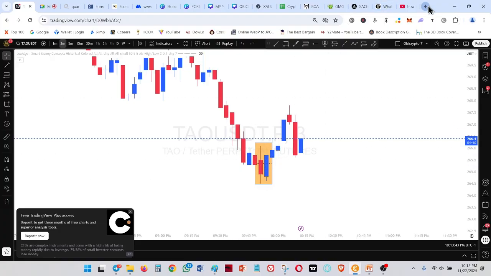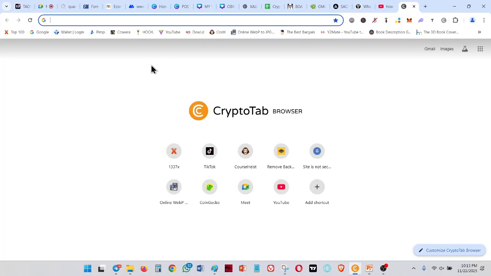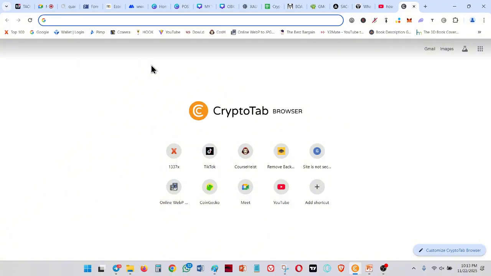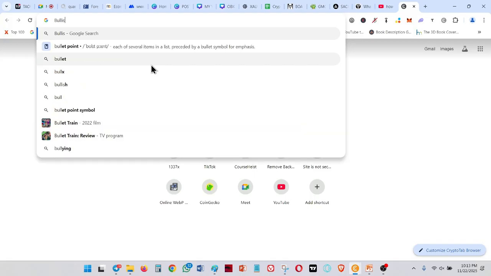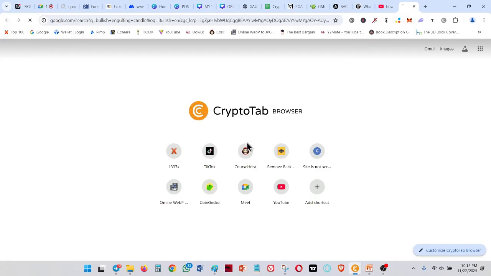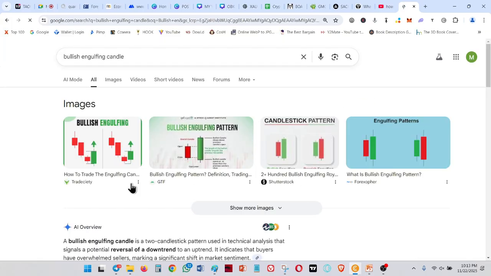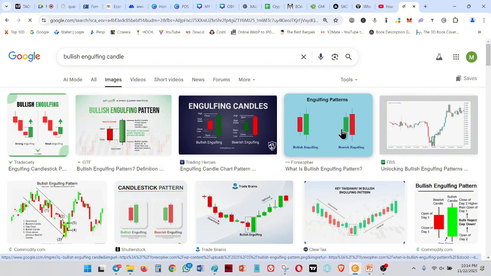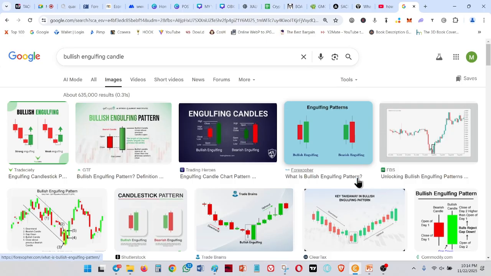Now, you can come to Google and search for it. You can type a bullish engulfing candle. Look at it, a bullish engulfing candle. Now you can search this on Google. Now let's go to images. Can we all see it here? This red and this green. Can you all see it? Gentlemen, are you people following?